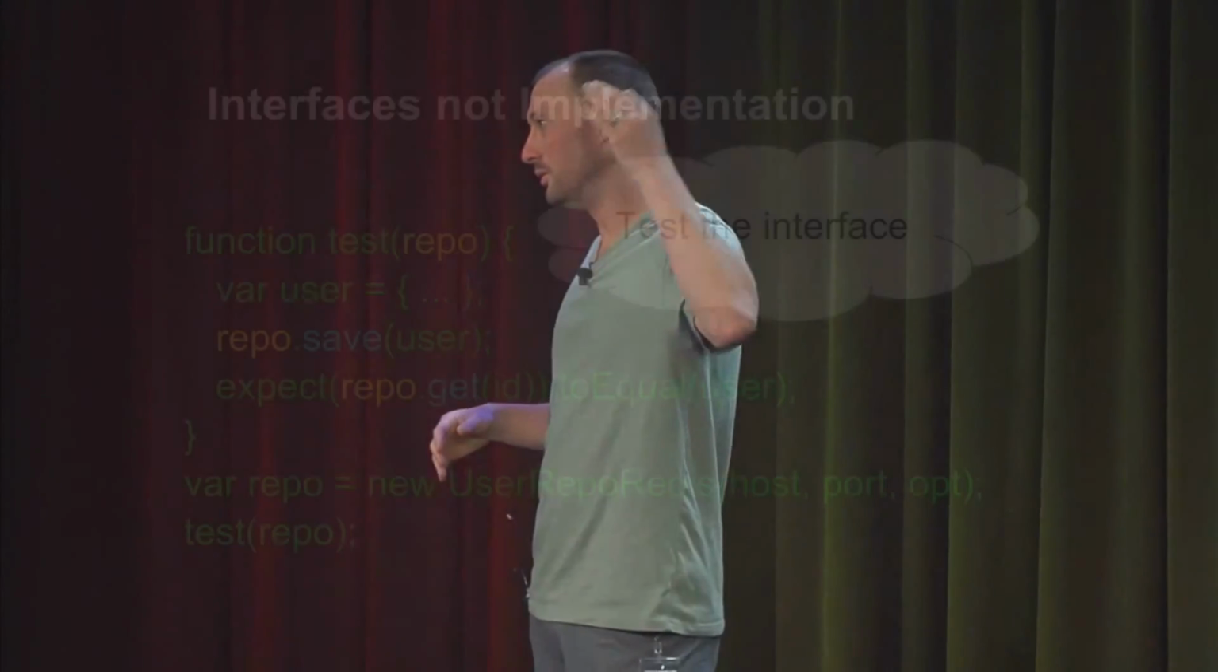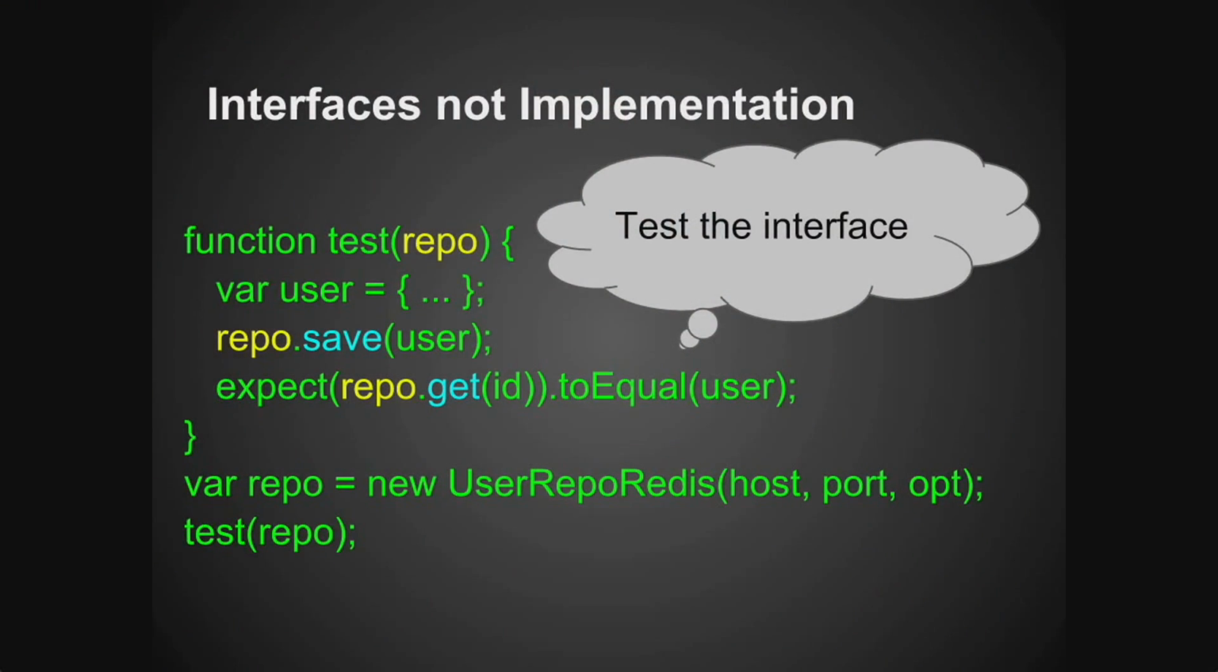And what's great here is now when I need to test this thing, I've already got the tests. I just create a new object of this specific implementation of the user repo interface. And now I just call the test method on it. And great, I do my save and my get, and hopefully it all works. And now I've just tested my implementation.